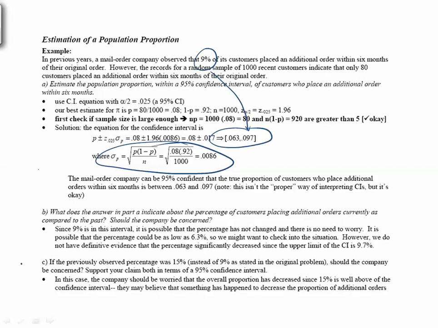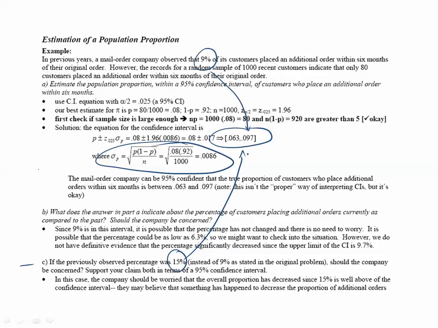So if the previous observed percentage was 15% instead of 9%, should the company be concerned? Yes, because 15% falls well outside the confidence interval. We can attribute it to something other than just random error or sampling error. And we would say there's something wrong in our customer service or something we're doing within the business.